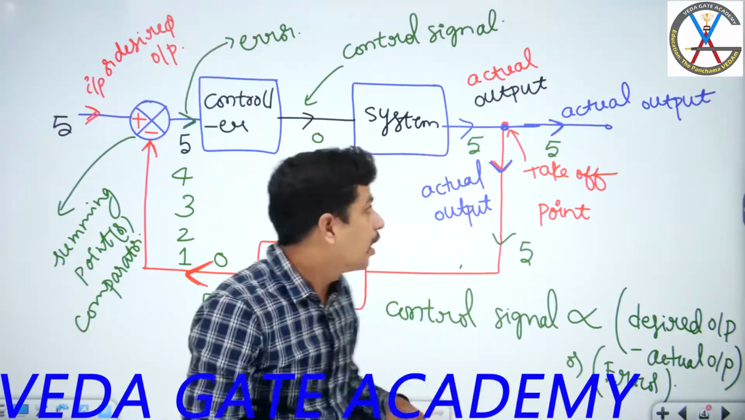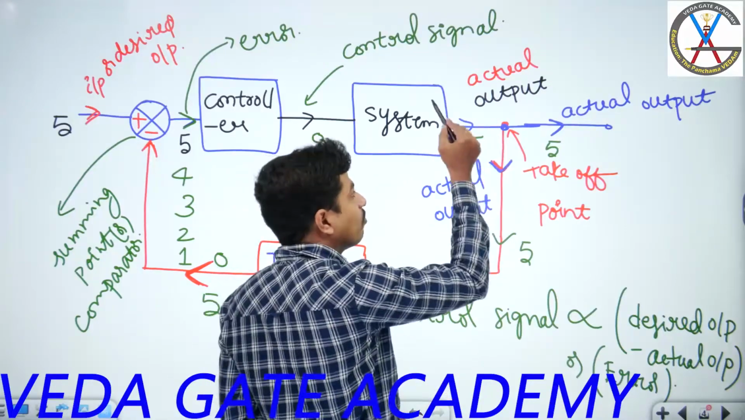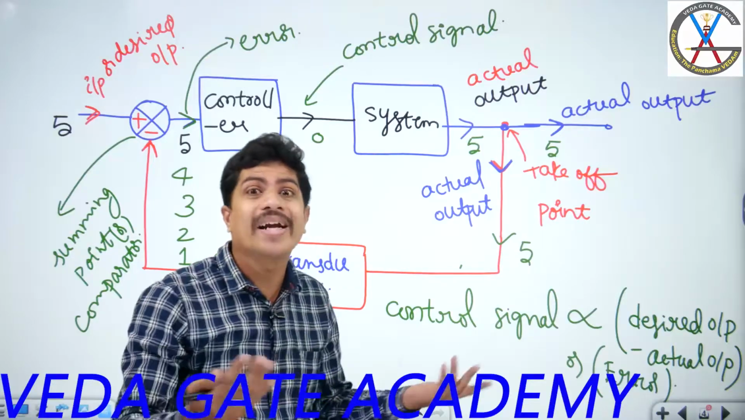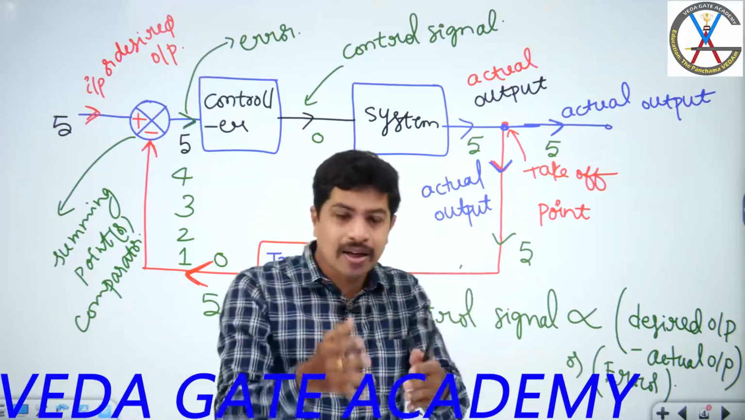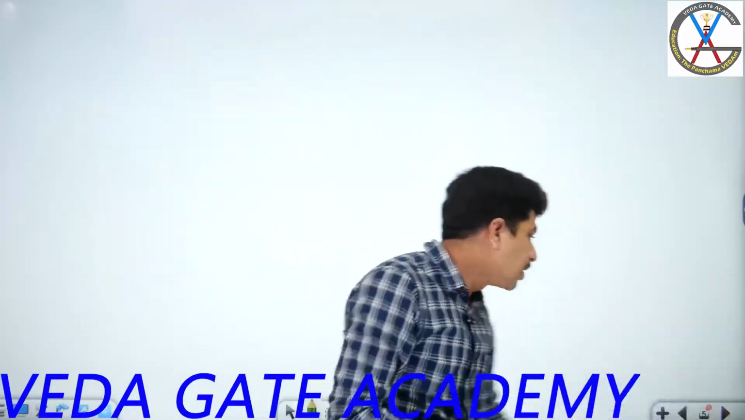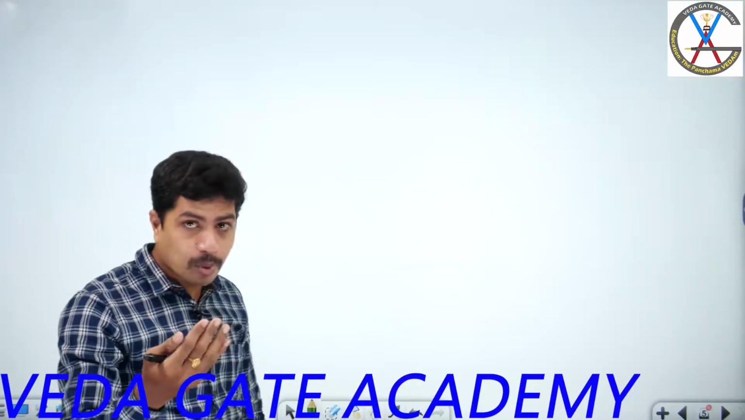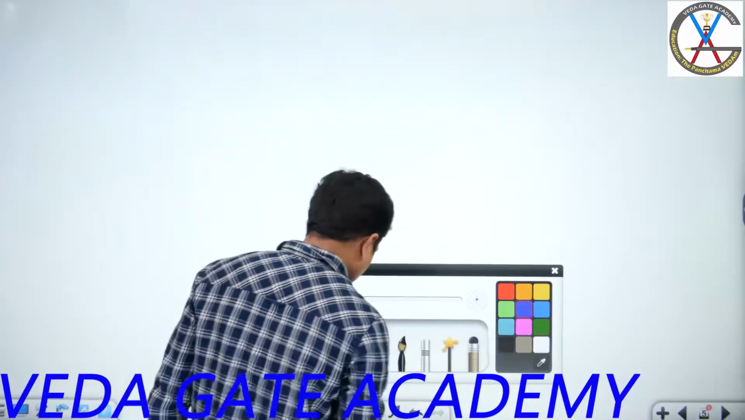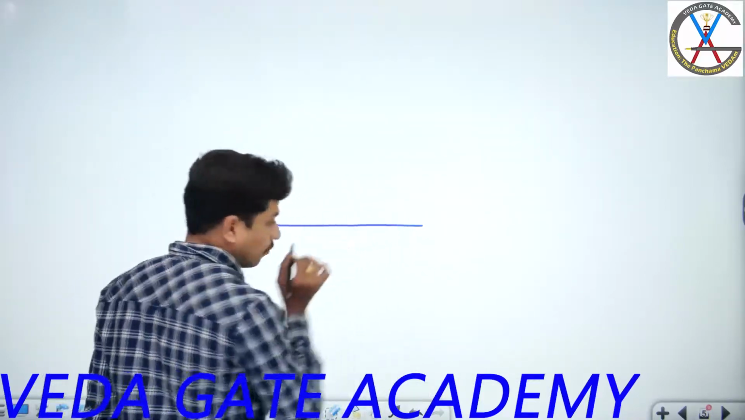Taking feedback. I told you this point is called the takeoff point. This is actual output. This is also actual output. That is also actual output. Why is it so, sir? Just we are measuring. We are not taking the value. See, mostly people will compare with electrical circuits like this, and they get confused. I'll try to reduce that confusion.